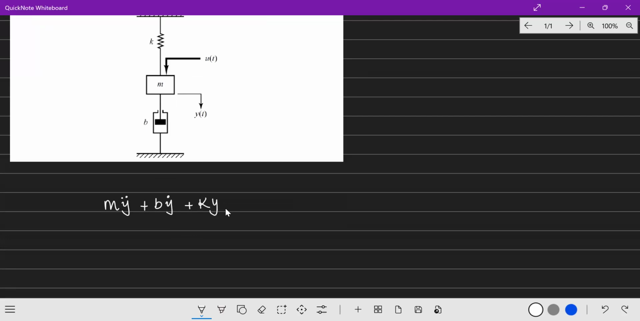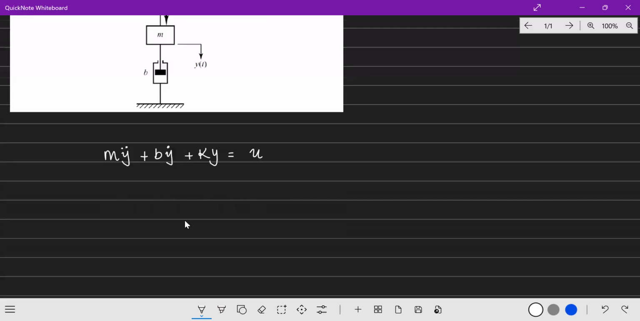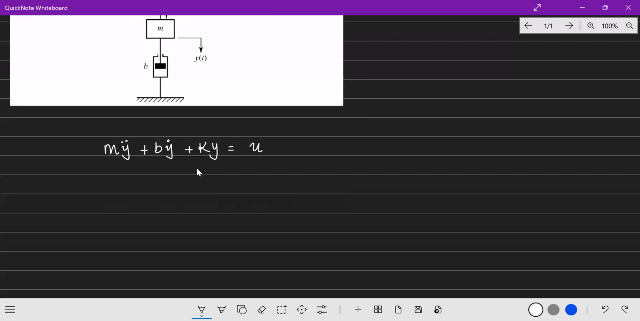Where k is the spring constant. And this is equal to what? The applied force, u. So these are functions of time, but I'm not writing them as y of t, but you have to know, guys, these are just functions of time, okay? So as you can see here, you have the second order differential equation, right? Which we can now transform to a state space model, okay?